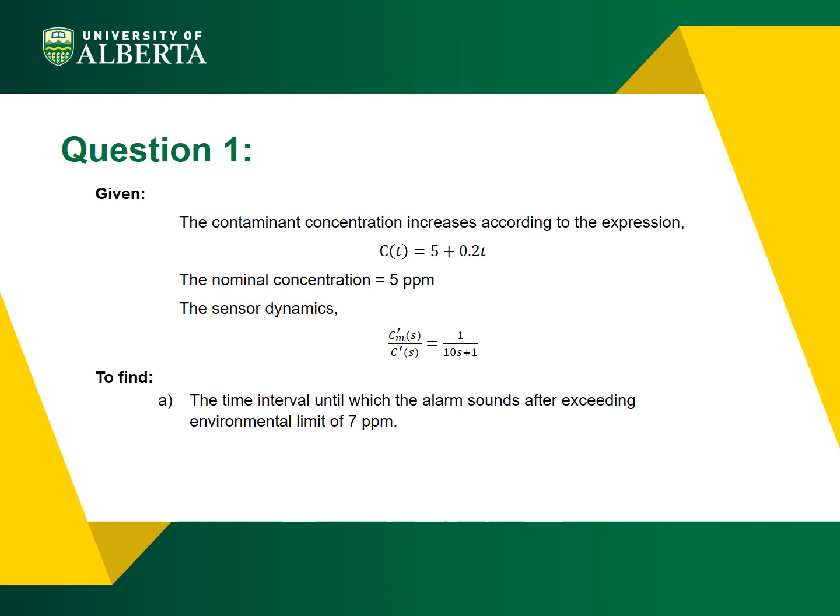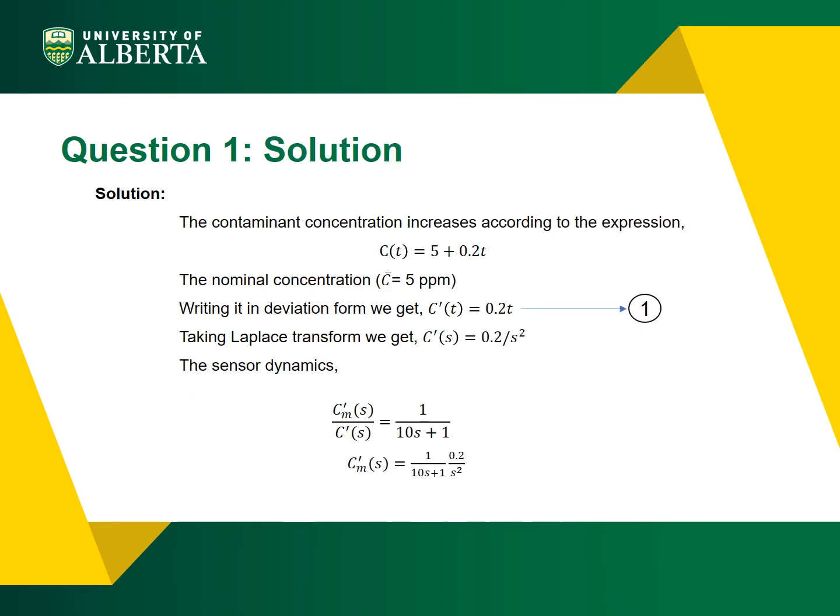So there is an environmental limitation of 7 ppm, so we have to find how long it takes for the alarm to sound. If the nominal concentration is 5, then we have only a difference of 2 ppm there. Nominal, or the initial concentration, you can call it. So let's get into the solution.